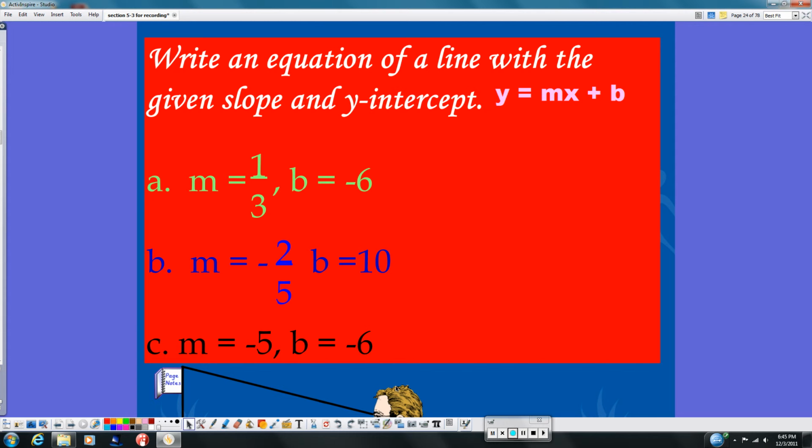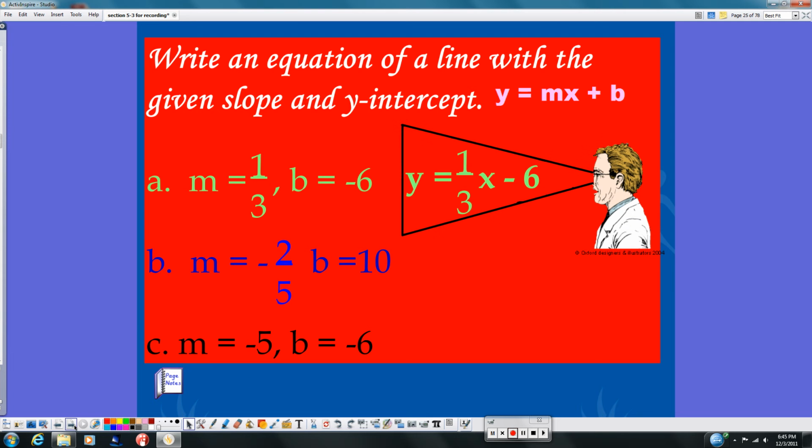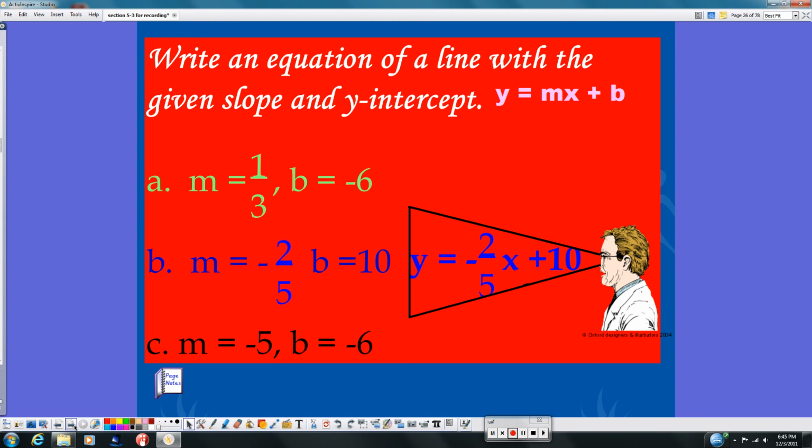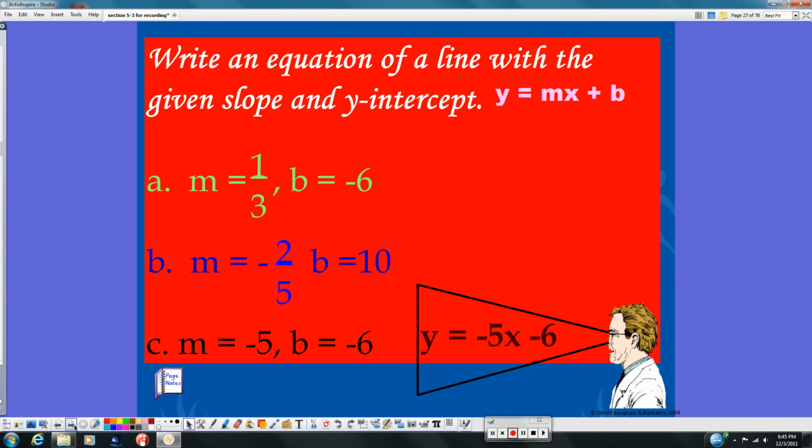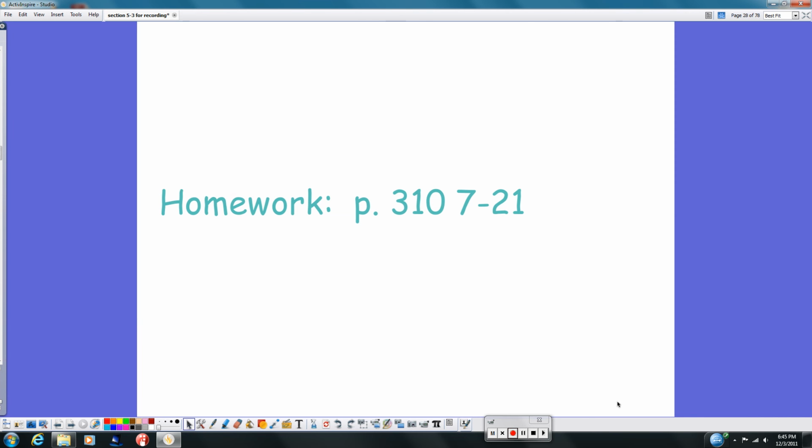Let's take a look at a couple more here. We're going to write the equation with the given slope and y-intercept. The first one, you should have had y equals 1/3 x minus 6. The second one, y equals negative 2/5 x plus 10. And the last one, y equals negative 5x minus 6. Your assignment for today is page 310, numbers 7 through 21.